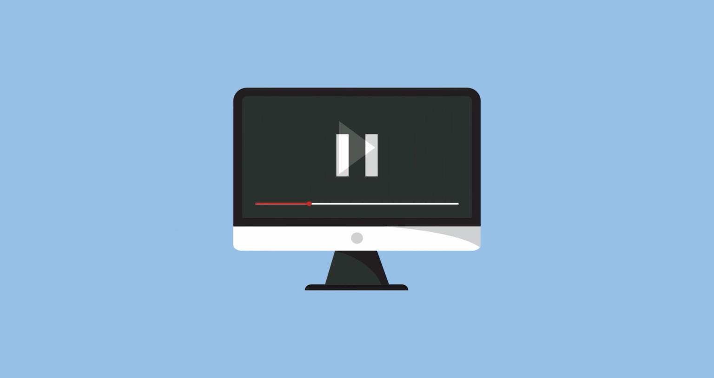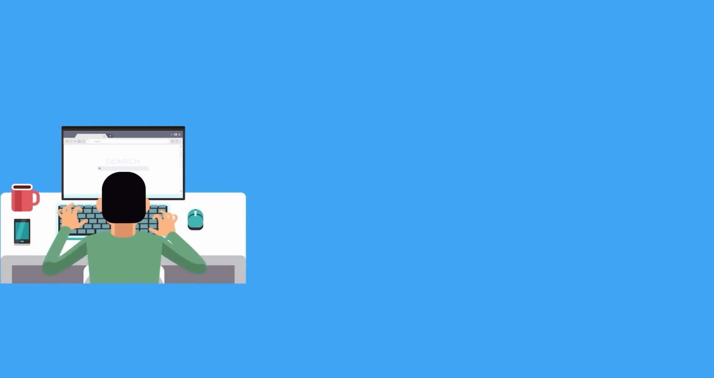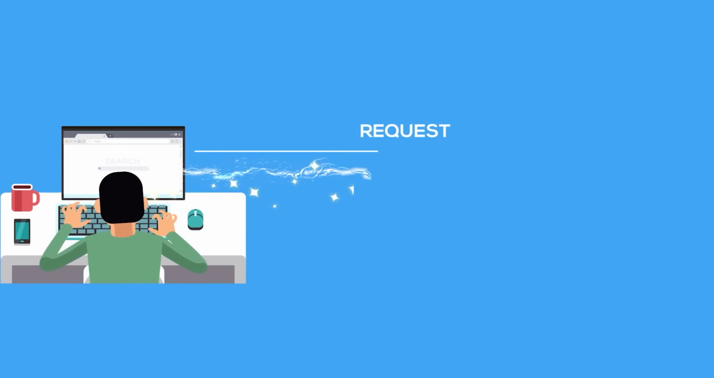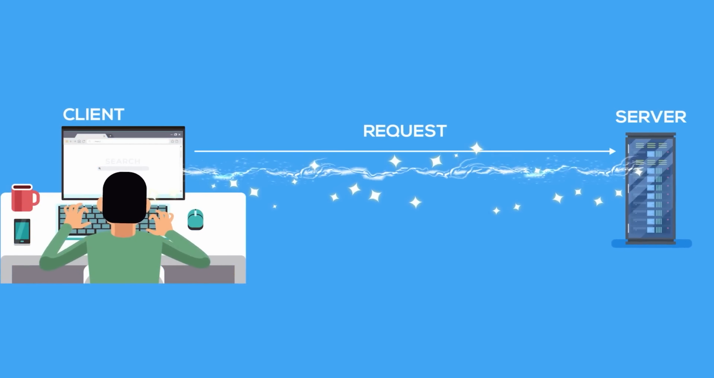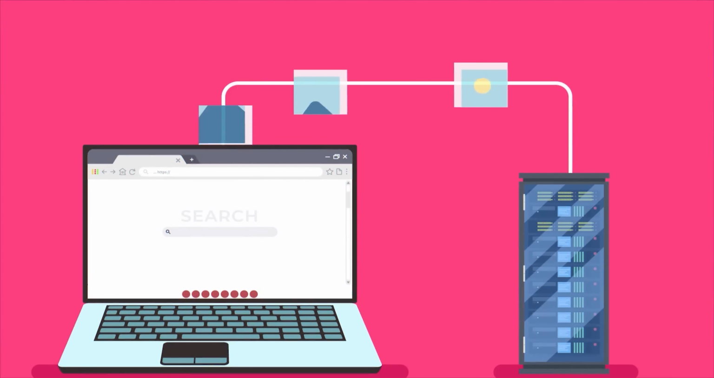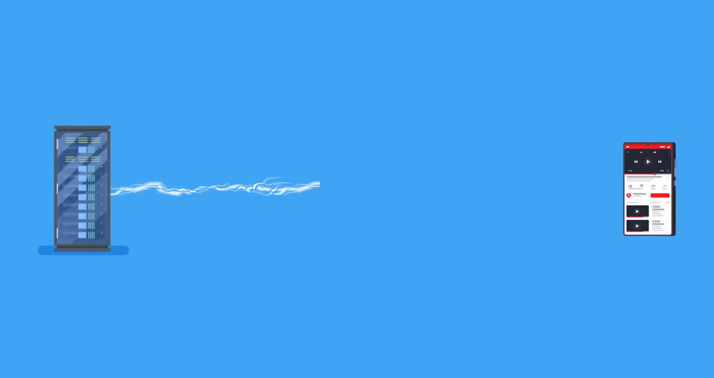So the next time you watch a video or load a website, remember, your data is traveling through cables, through devices, and across networks at nearly the speed of light, just to get to you.